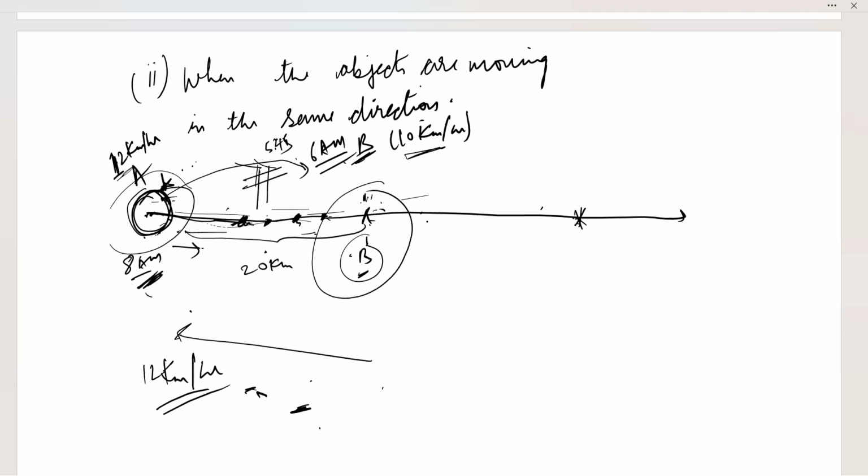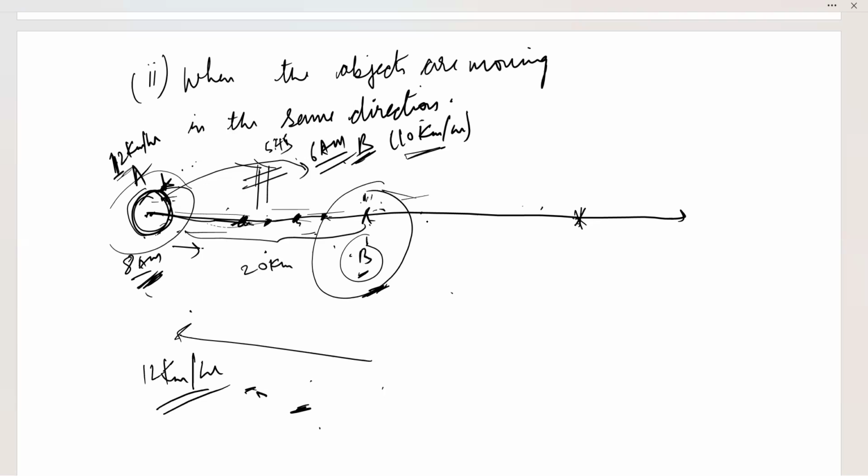Okay. So it observes that this person B is moving forward with a speed of 10 kilometer per hour. But then what the universe or the road is doing is shifting it back at a rate of 12 kilometer per hour, because the entire universe is coming backwards and B is trying to move forward. So it is again getting stuck.